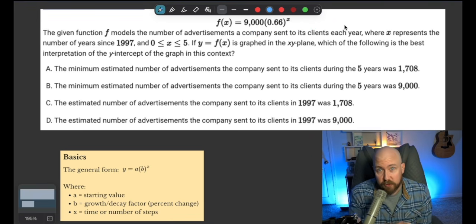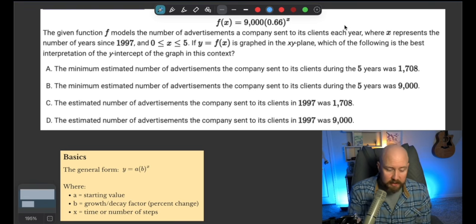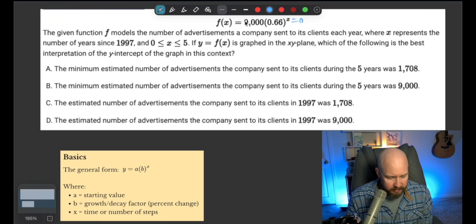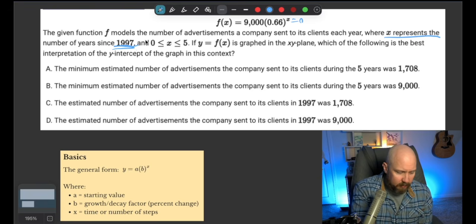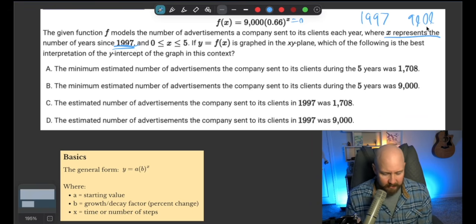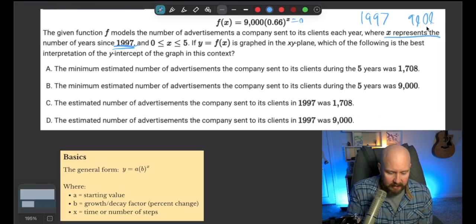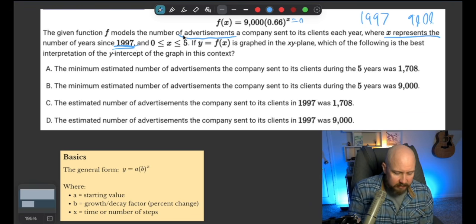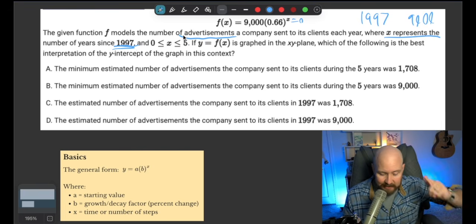So here we're supposed to interpret the y-intercept, and obviously the y-intercept is when x equals 0. So we are being asked about this number 9,000. And then as far as our starting point goes, what does x represent? It says x represents the number of years since 1997. So basically, we would want to look for the actual number 1997, because that would be when x equals 0. And we would want to be looking for the number 9,000. And in particular, it's probably good to know what y represents too. It says it models the number of advertisements. So we want to look for 9,000 advertisements in 1997.